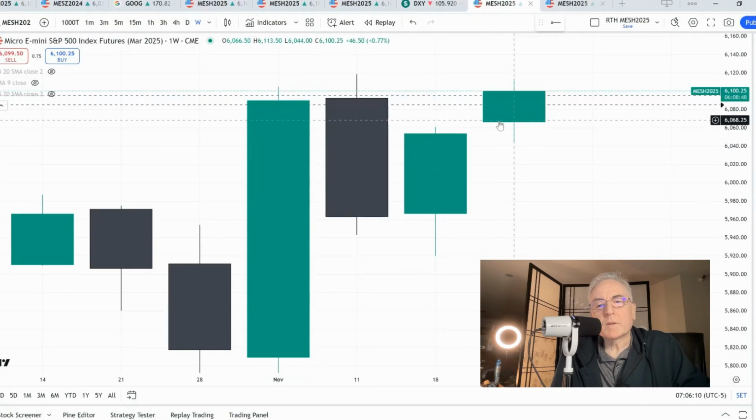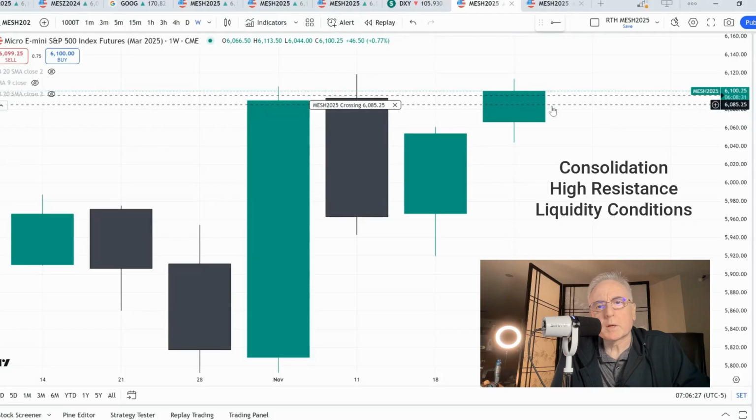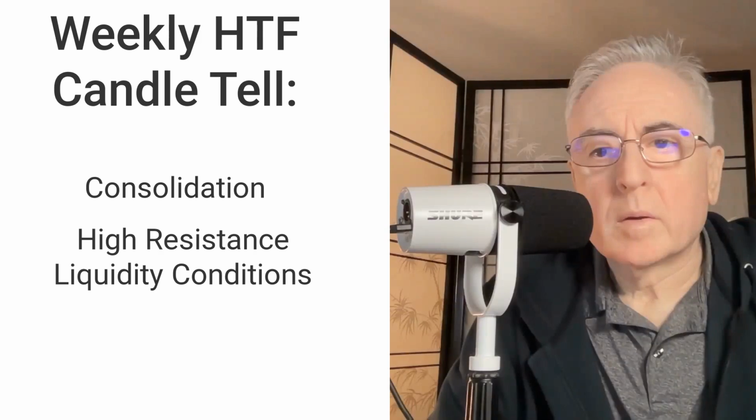And here we are, the last week, the last day, Friday, and it's only a half day after Thanksgiving, and it's the smallest candle body. You can see I've drawn out 2 lines, 6085 and change and 6095 and change. So we're going to go to a smaller time frame, but this is telling me low expectations. The bottom line on the weekly time frame candles is it's high resistance liquidity conditions.